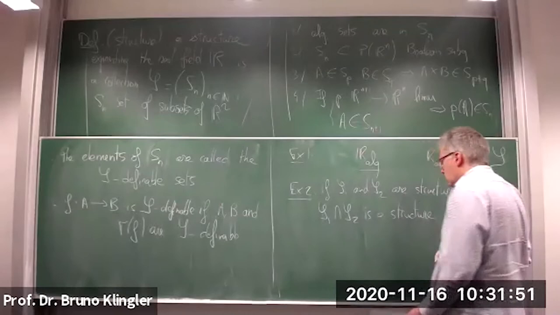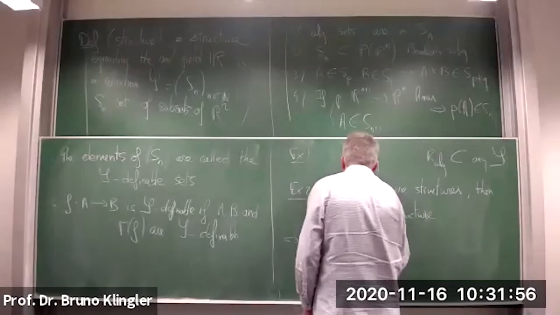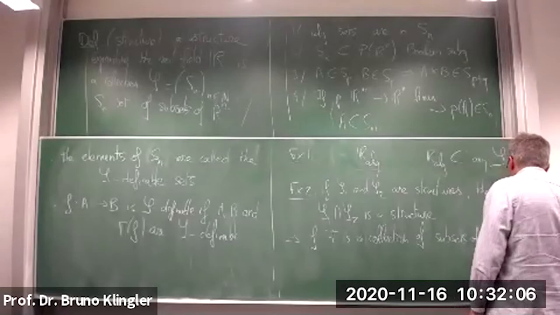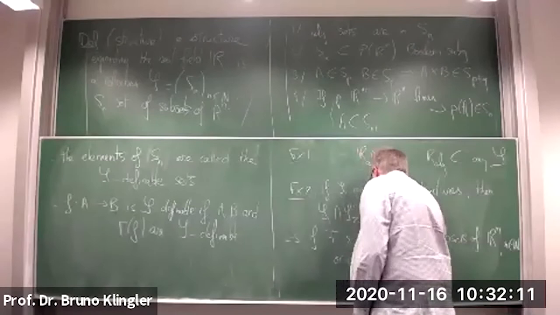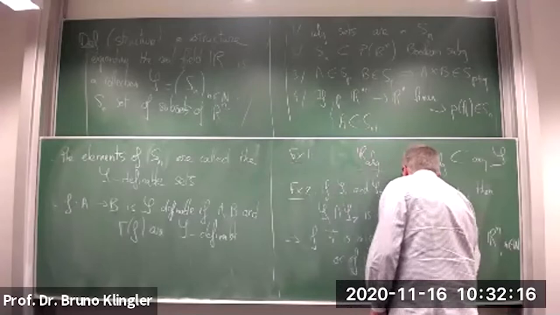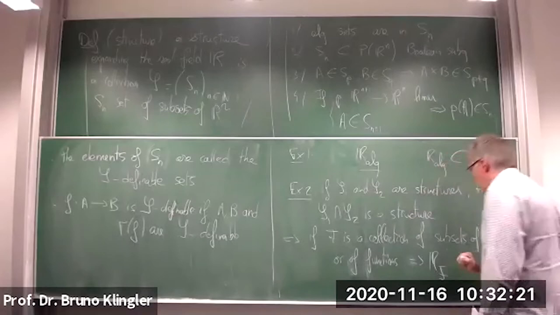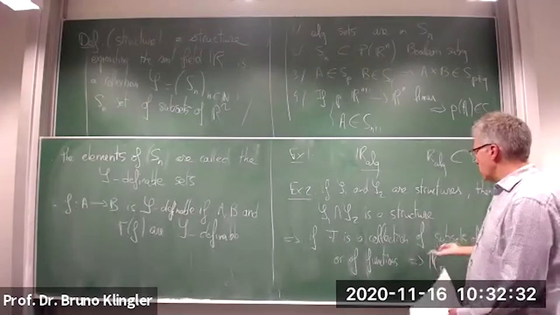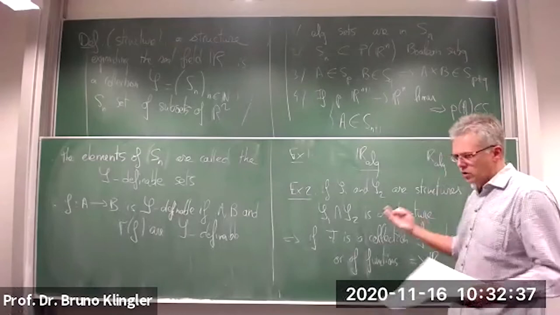So this means, and this is very important, that if F is a collection of sets of Rn, or a collection of functions, it makes sense to define the smallest structure containing those subsets as definable sets, or those functions as definable functions. Because you look at all the structures containing those subsets and those functions as definable subsets or functions, and you take the intersection, and this will be the structure. So this is called the structure generated by F.